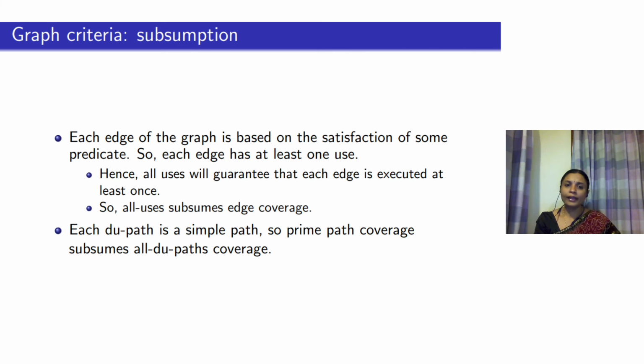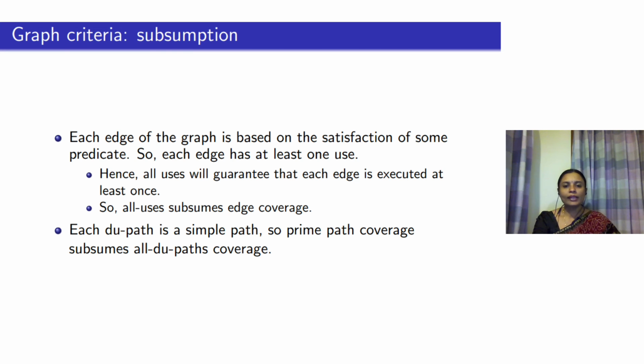So definitely, if I do all uses data flow coverage criteria, I will do edge coverage criteria for sure. Similarly, because of my assumption that each DU path is a simple path, remember we had that condition in the definition of a DU path? Prime path coverage is also simple paths. So DU paths are simple paths. So prime path coverage, surprisingly, subsumes all DU path coverage. So prime path coverage is a powerful coverage criteria.